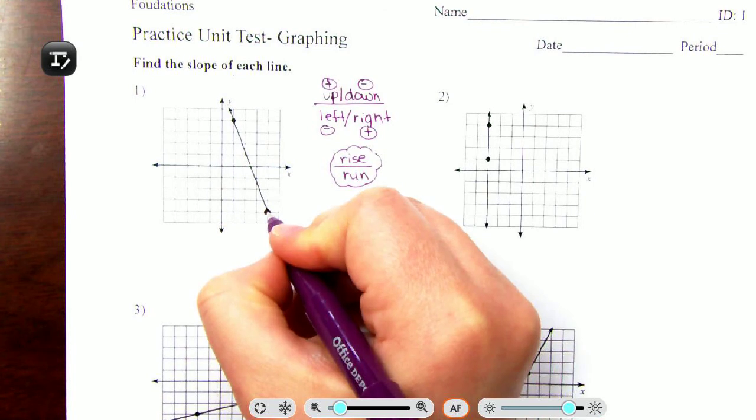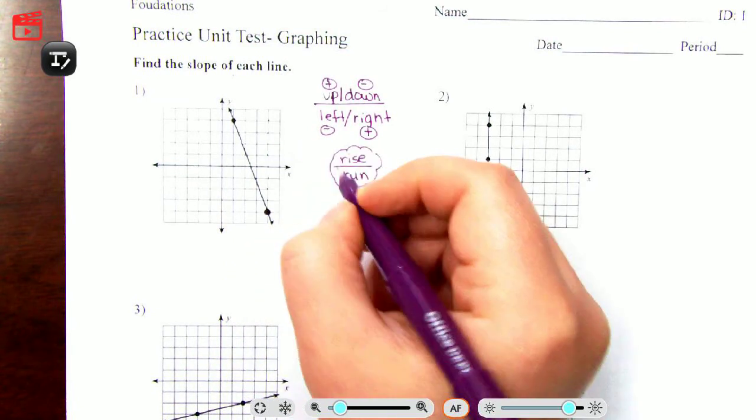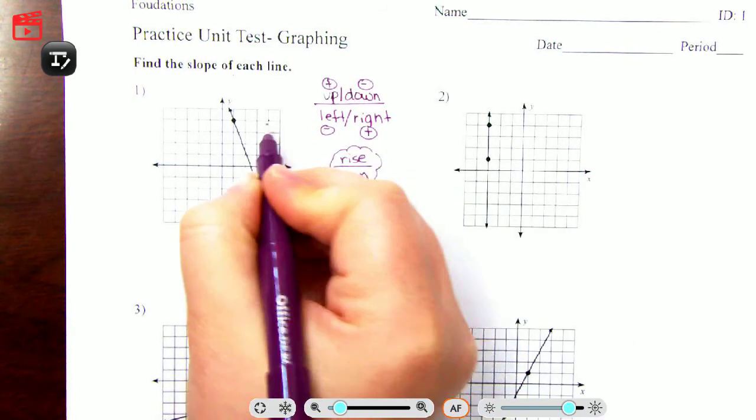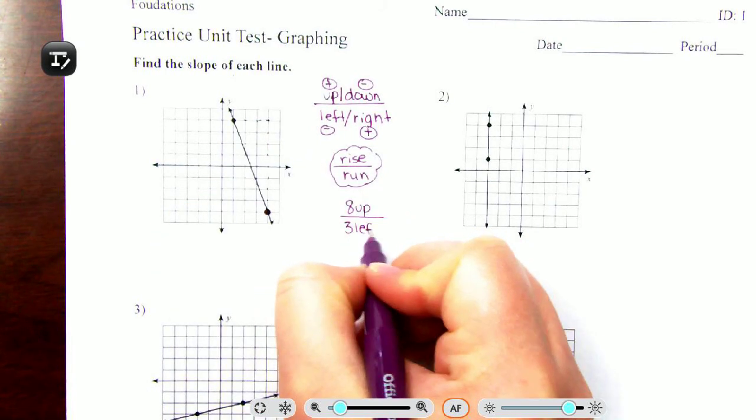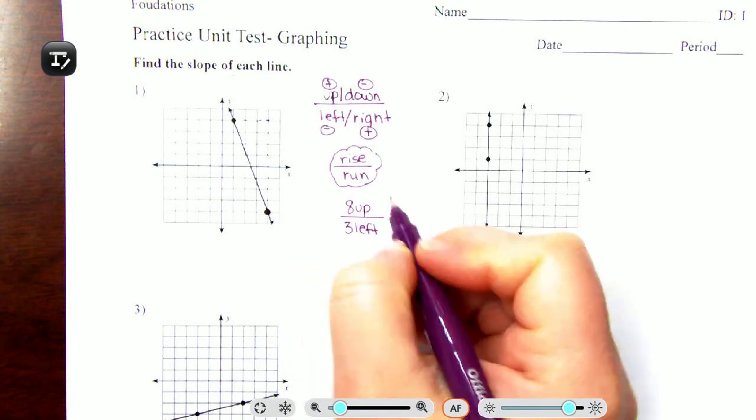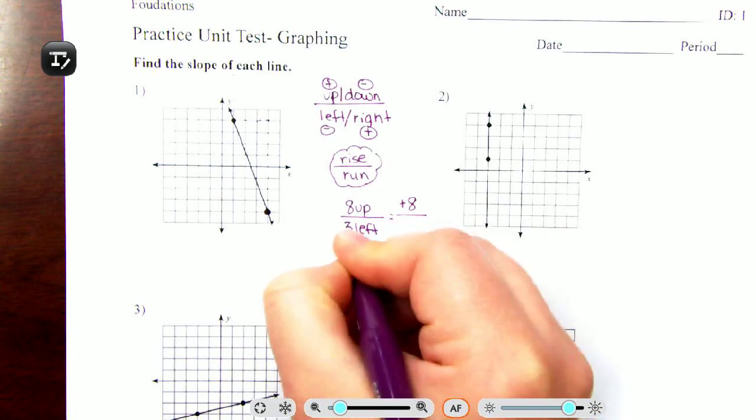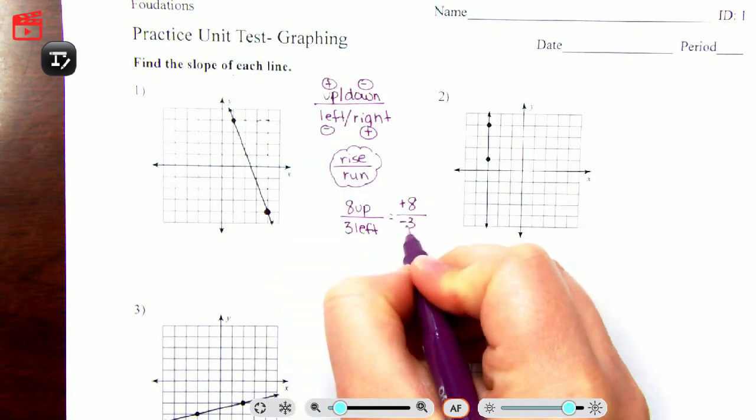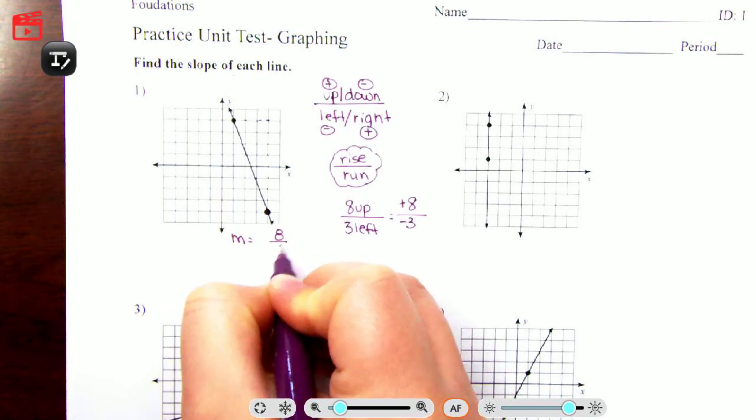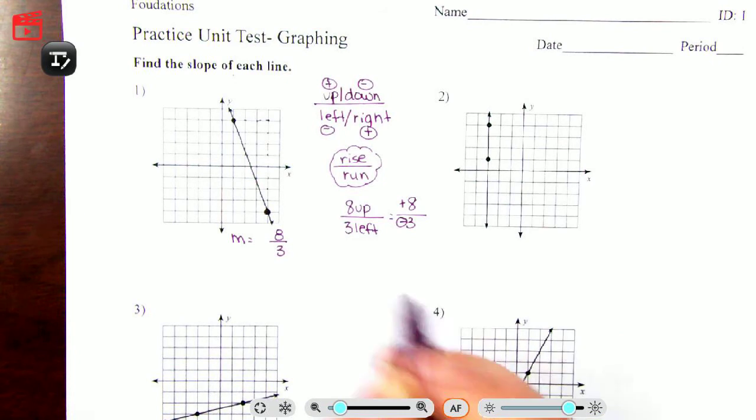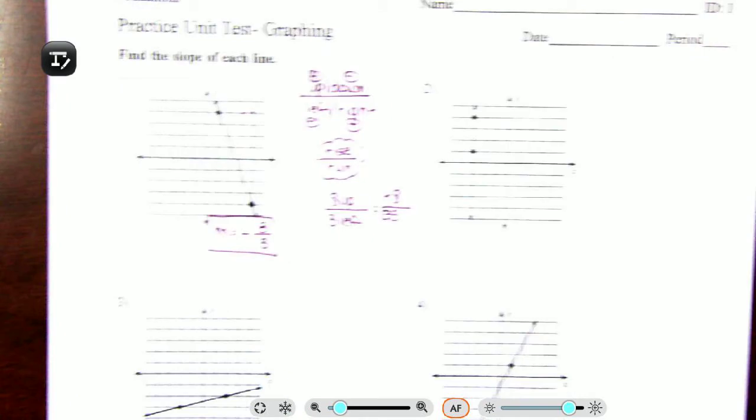So in this case, we need to count 1, 2, 3, 4, 5, 6, 7, 8. I did 8 up, and then I'm going to the left, 1, 2, 3. Okay, so I did 8 up, 3 left. So up is positive, left is minus. So then my slope for number 1 is 8 over 3. How many minuses do I have total? I have 1 minus that is going to be placed out in front. Okay. All right, so let's move on to number 2.